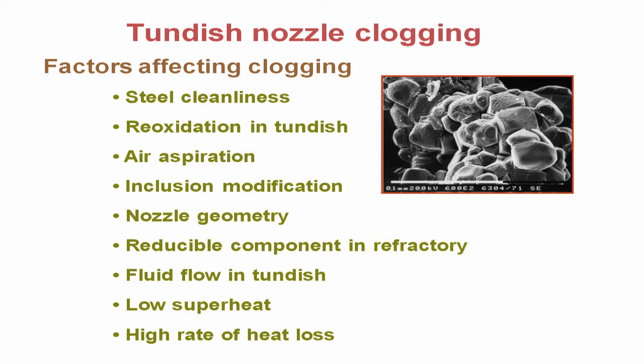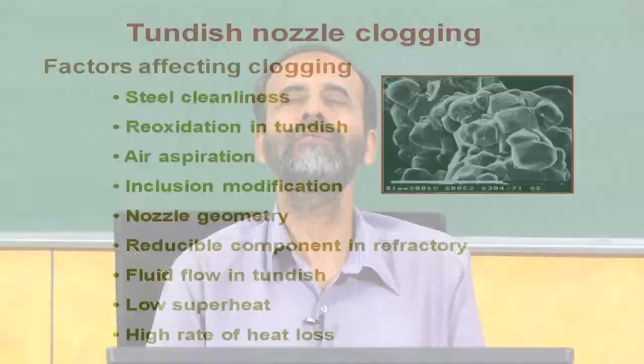Now, what are the problems which can cause clogging? Steel cleanliness. By cleanliness I mean if the oxygen level of steel is high, there is a possibility of oxide formation. So, this is very important. Reoxidation in Tundish, I have told, if there is a possibility of oxygen ingress in Tundish, then there is chance of reoxidation, and the reoxidation products are normally large in size. There is a possibility of them clogging the nozzle, the port of the nozzle, sub-entry nozzles, and creating problem during casting as well as for the quality of the steel.